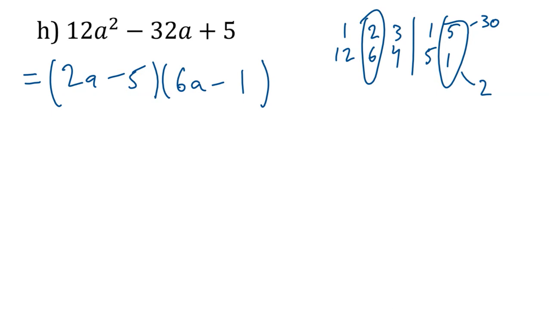Read your answer across the page, 2 and 5, 6 and 1, 2a minus 5, 6a minus 1, both negative because they add to a negative. But they multiply to a positive, so all of those pieces fit.